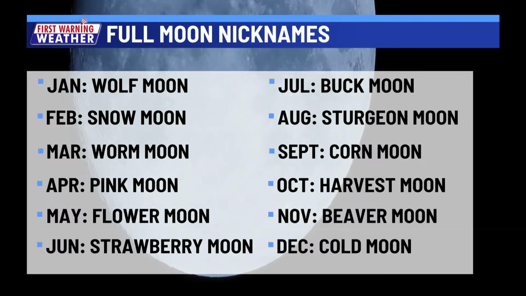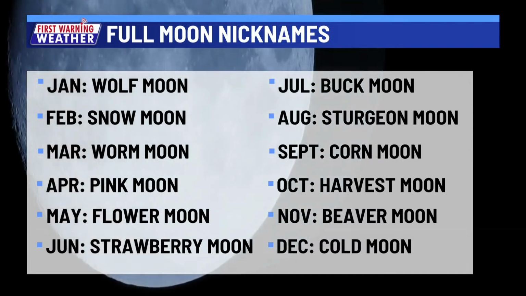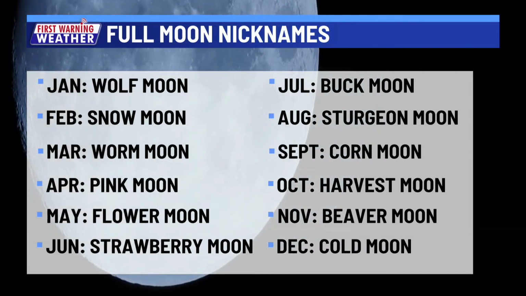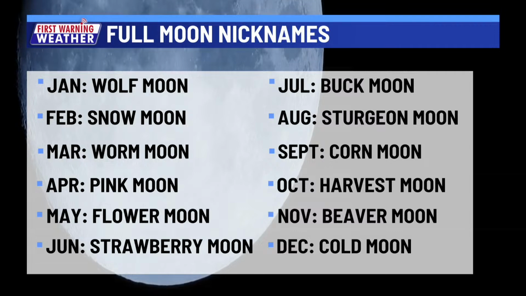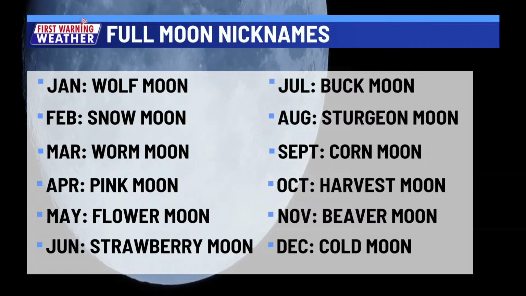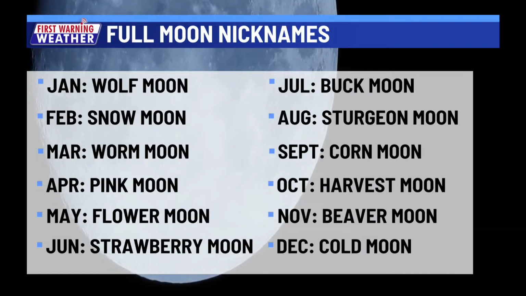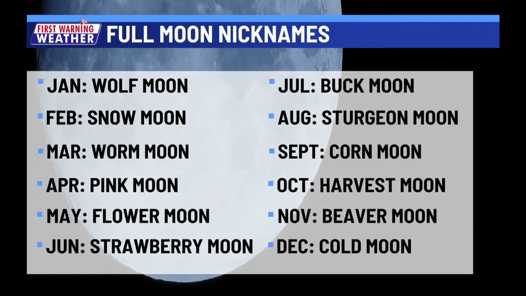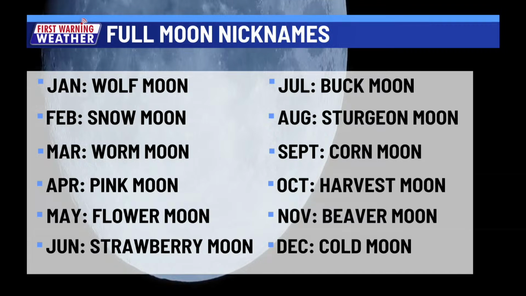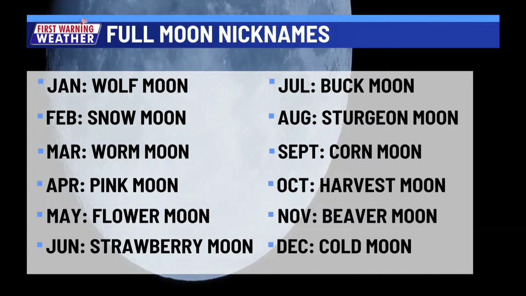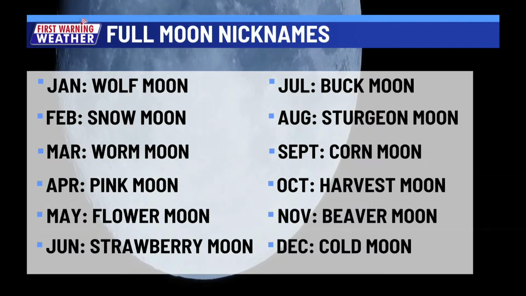July, the buck moon, because the deer's antlers would start to come through. You'll notice the corn moon and the harvest moon, those are kind of self-explanatory. Sturgeon moon, that's a fish that they would stock up on. The beaver moon in November, that would be when they'd set out their beaver traps to stock up on fur for the colder months. December is the cold moon because we get some of the darker and longer nights of the year.